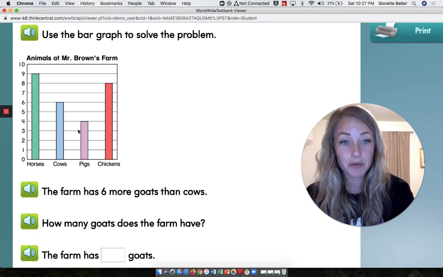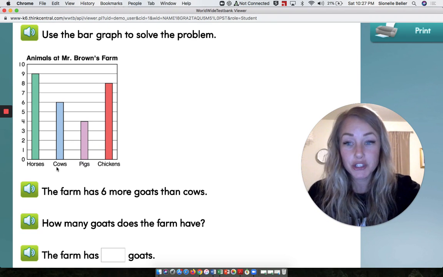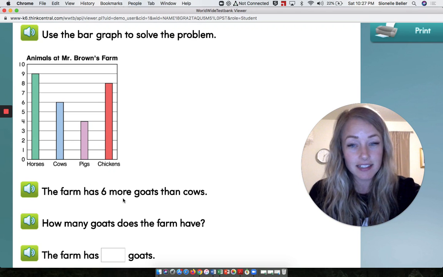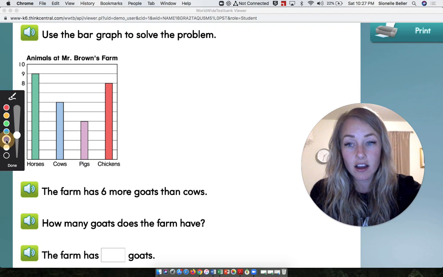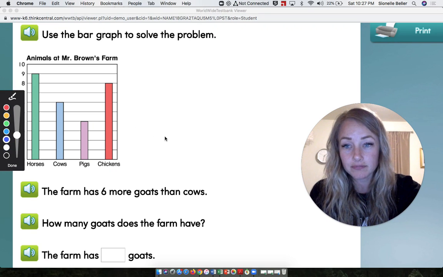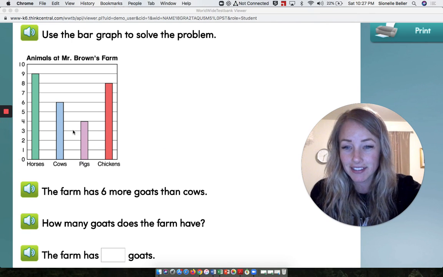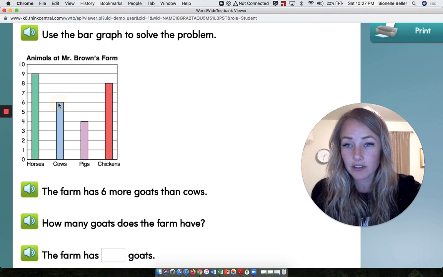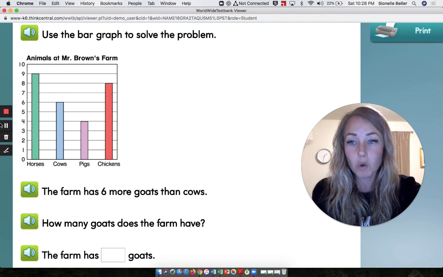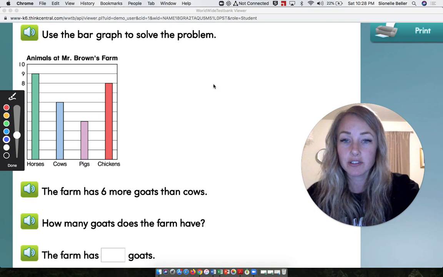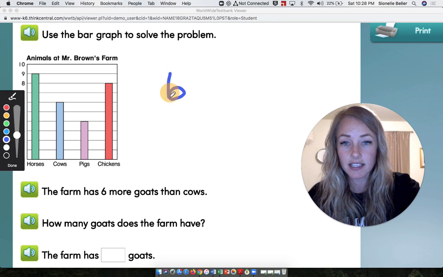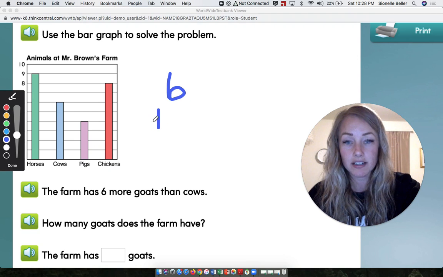Okay, what do we know from the graph? We do know the cows, right? And this is telling us that there's 6 more goats than cows. So if we take our cows, there's 6 cows, right? And it says the farm has 6 more goats than cows. All we have to do is take our cows, which is 6, and make 6 more, which would be addition. The answer is 12. Okay?